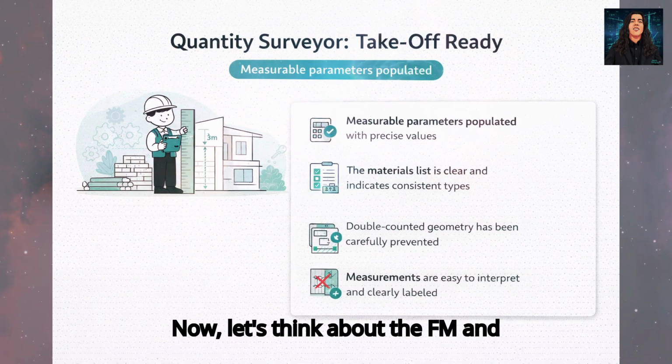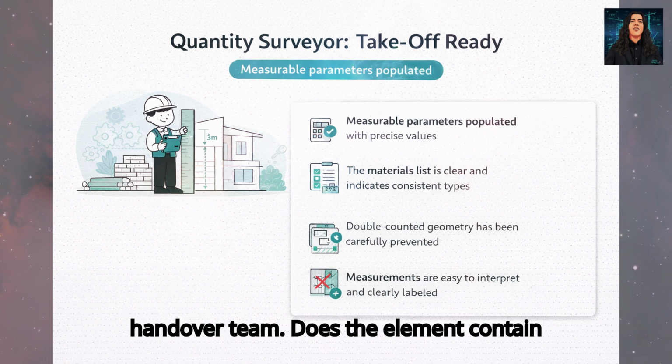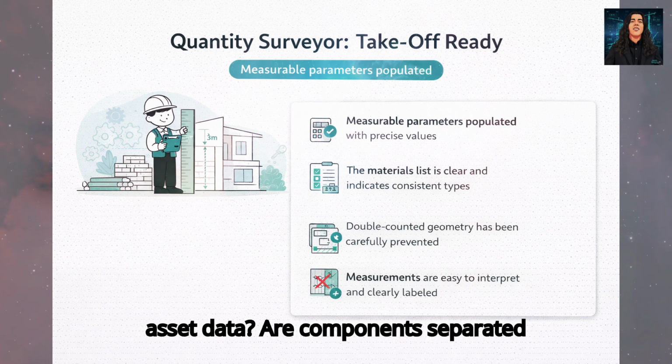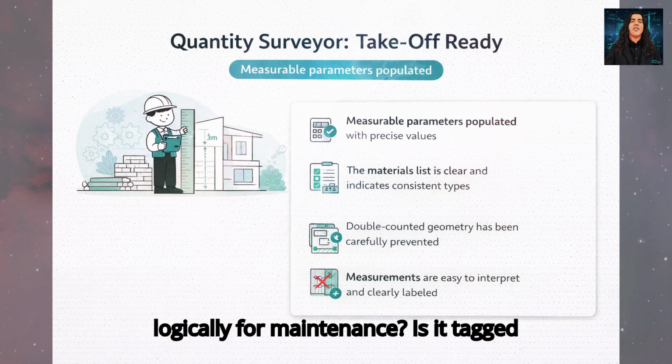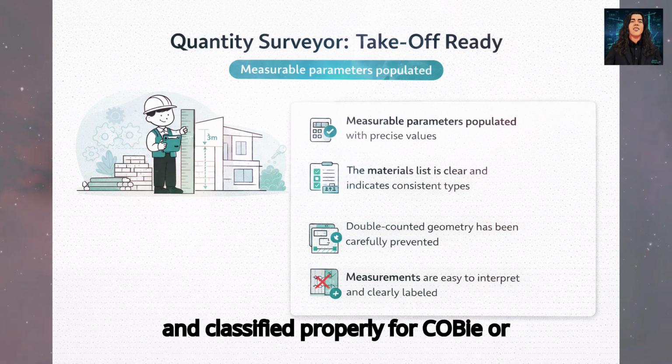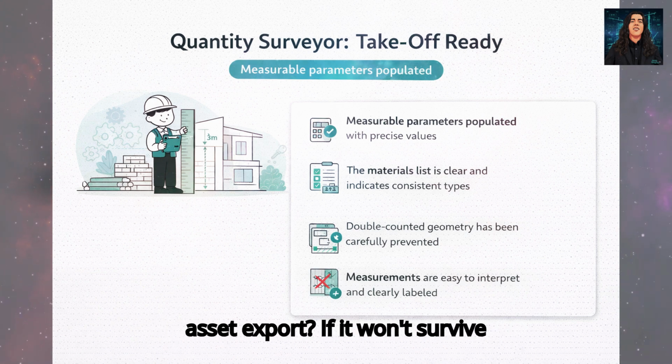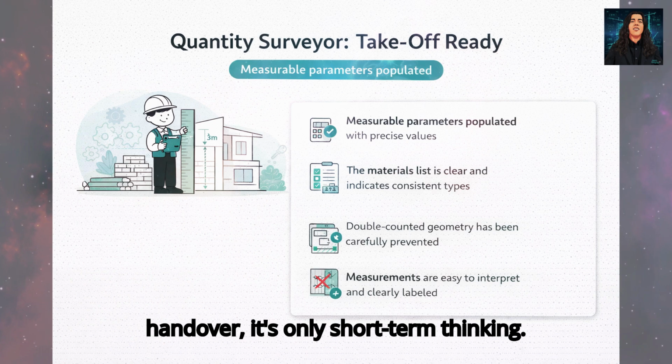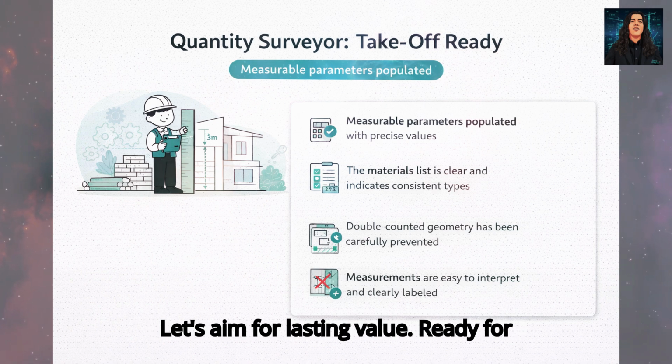Now, let's think about the FM and Handover team. Does the element contain asset data? Are components separated logically for maintenance? Is it tagged and classified properly for COBie or asset export? If it won't survive handover, it's only short-term thinking. Let's aim for lasting value.